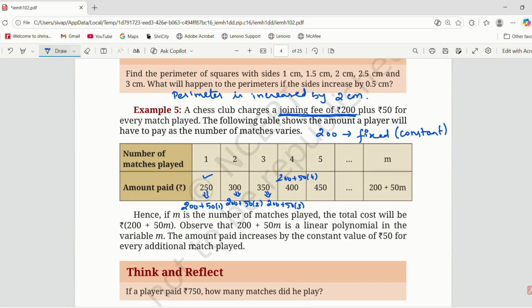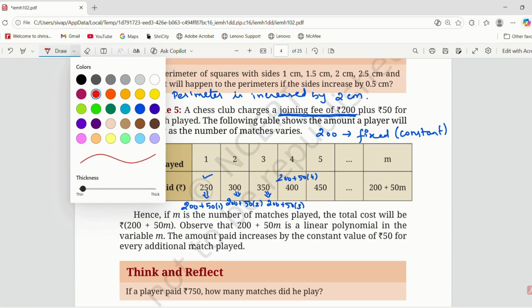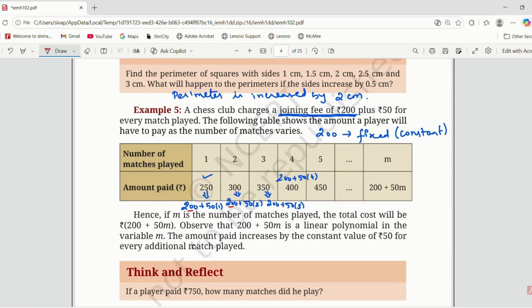So we can see a clear pattern here. 200 is fixed for all the cases, because it's a joining fee, and 50 is also a mandatory fee because they are charging rupees 50 for each match. So this is not going to vary. What varies is the number of matches they are playing. Here they played one match, here two, here three, here four. So for each case we multiply the number of matches with 50, and add the joining fee of 200. This is how we can find the total amount that a particular student has to pay.